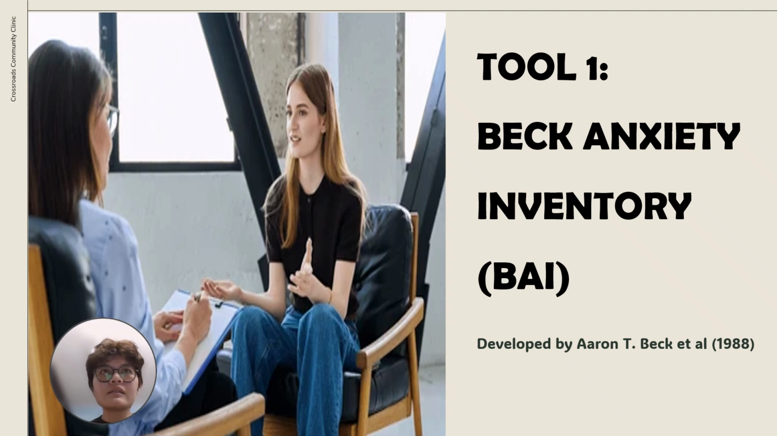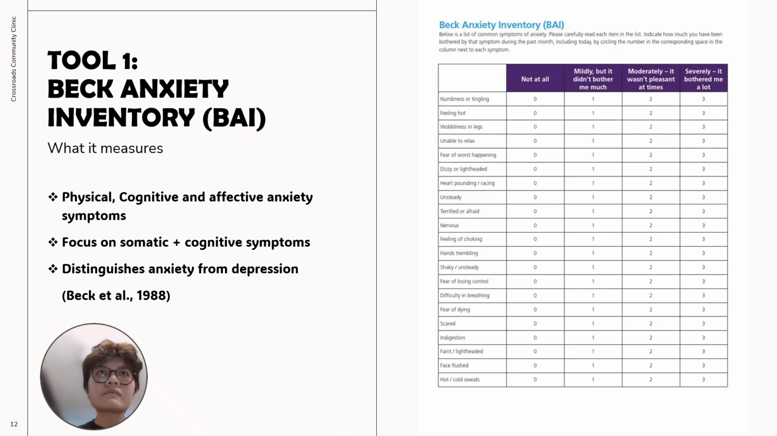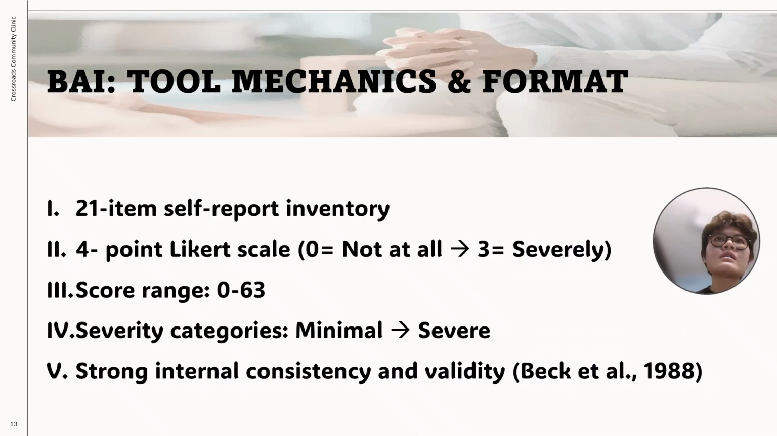Part 3, tools. A tool that we commonly use at Crossroad is the Beck Anxiety Inventory (BAI), developed by Aaron T. Beck and colleagues in 1988. The BAI measures the severity of anxiety symptoms, particularly focused on physiological and cognitive symptoms of anxiety. One of its strengths is its ability to differentiate anxiety from depressive symptomatology. The BAI is a 21-item self-report inventory. Clients rate how much they were bothered by each symptom over the past week using a 4-point Likert scale, ranging from 0 to 3. The total score ranges from 0 to 63, with established cutoffs indicating minimal, mild, moderate, or severe anxiety. The tool has strong internal consistency and solid validity.